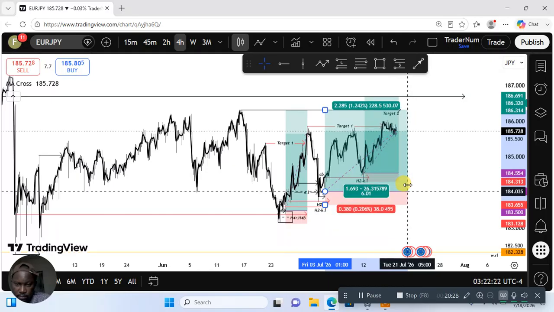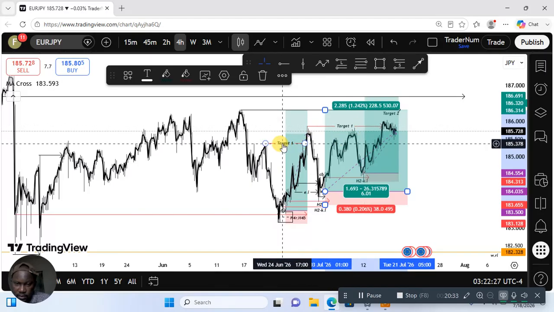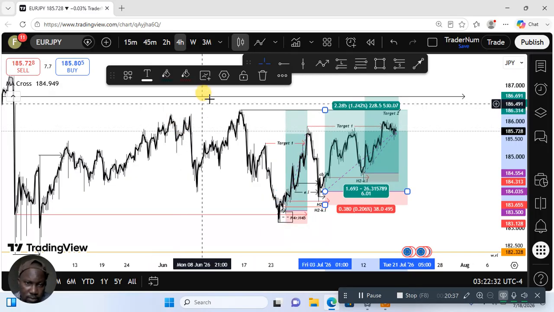So that's how I got this trade setup. You see how this is so easy when you mark out your levels and wait for reaction. It will be so easy for you to enter.